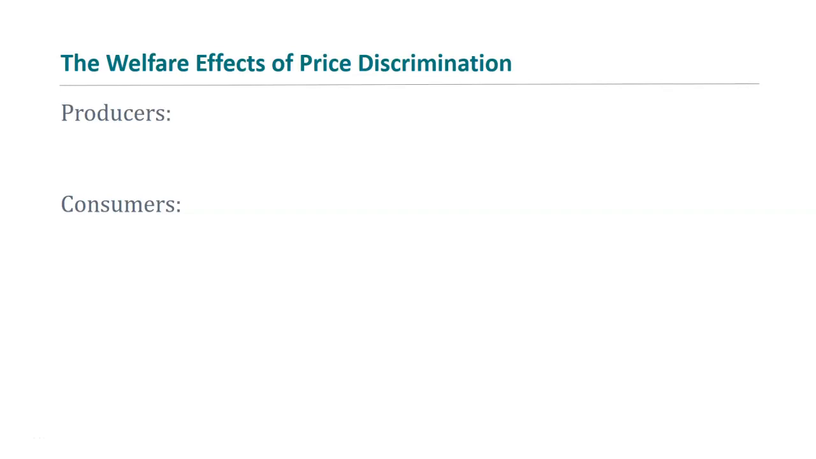So in the previous video, we introduced price discrimination, which is charging different prices to different groups of customers for exactly the same product. And that difference in price has nothing to do with a difference in cost of provision of the product or service. And we talked about why a firm might price discriminate.